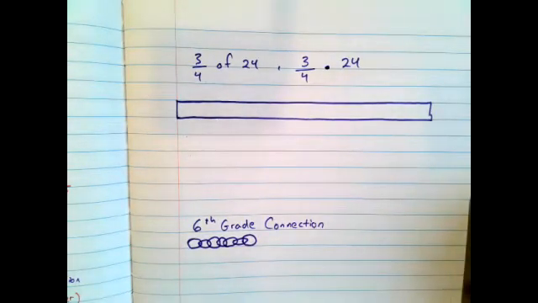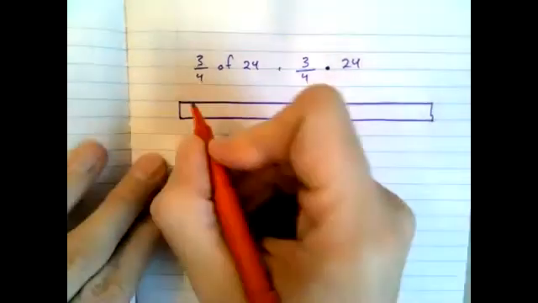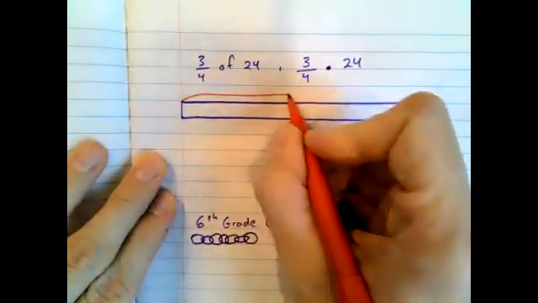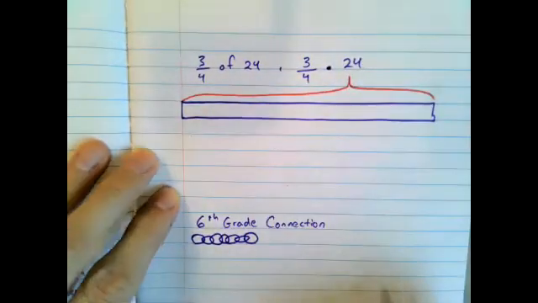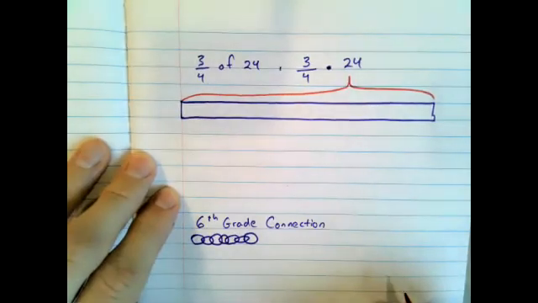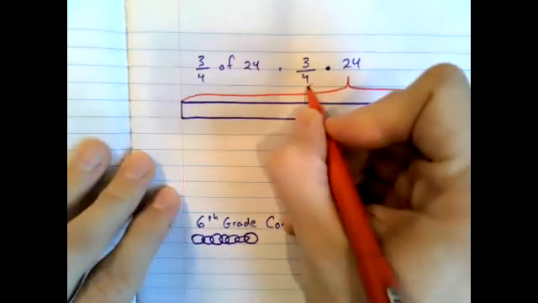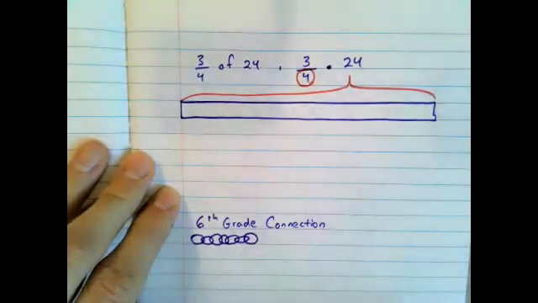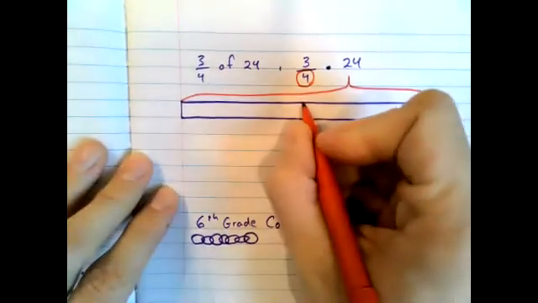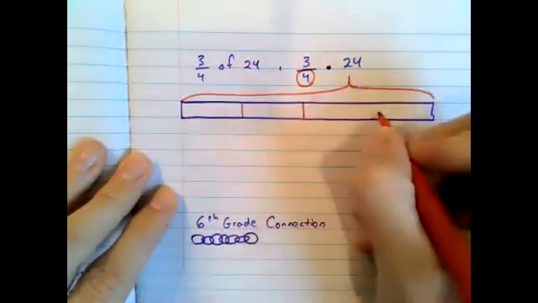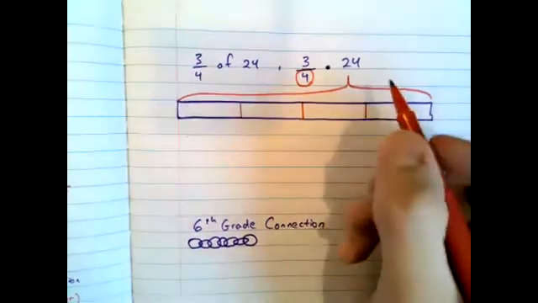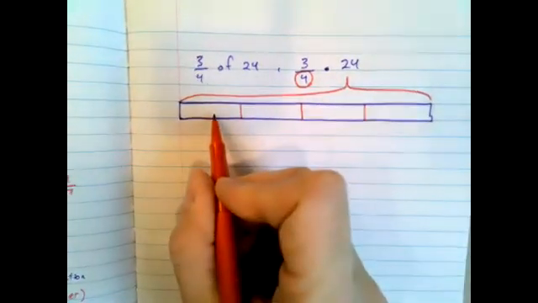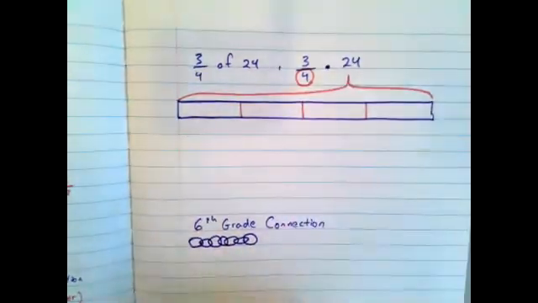So the fraction tells us how many pieces. This whole bar is going to be 24. How many pieces do we want to cut it into? Let's look to the denominator. How many pieces? 4. So half, half, half. I have 4 pieces. So if this were a unit fraction problem, I'd say 1/4. I could figure out how much 1/4 of 24 is.